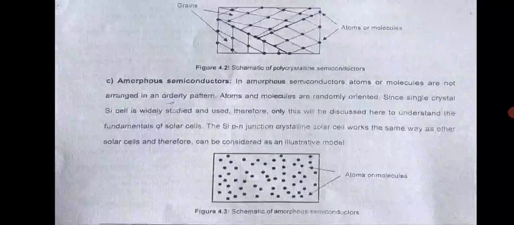If you understand the fundamentals of the solar cell, the silicon p-n junction crystalline solar cell works the same way as the other solar cells, and therefore can be considered the illustrative model. And the atoms and molecules of the amorphous semiconductor, which is in figure C, are not arranged in an orderly way; the array of the points is disordered.